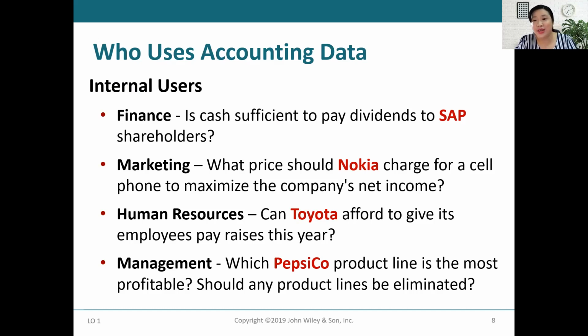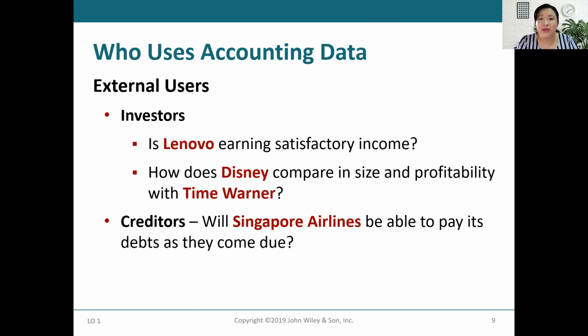So again, internal users mean the people who are inside your organization. Now, what about the people outside of your organization? We call them external users. External users are also interested in accounting information. Now, the two main external users here are the investors and the creditors. Investors are those people who invest money in your company.